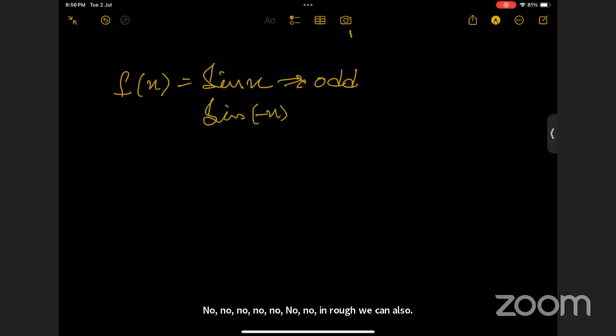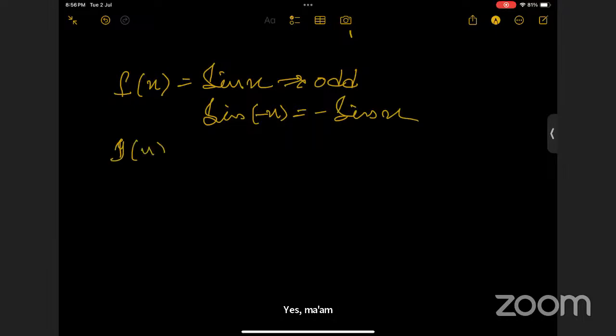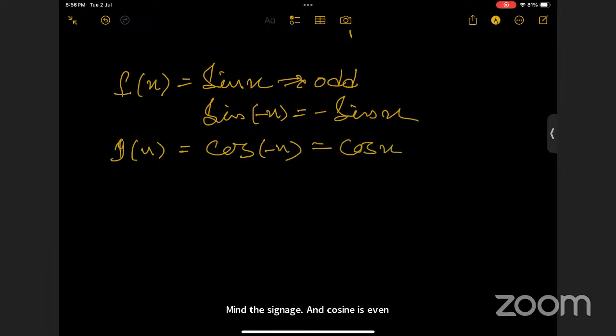If we have a function fx equals sin x, then it is an odd function, right? Yes, ma'am, because sin of minus x equals minus sin x. And cosine is even: cos of minus x equals cos x. So this is an even function, right? Yes, ma'am.